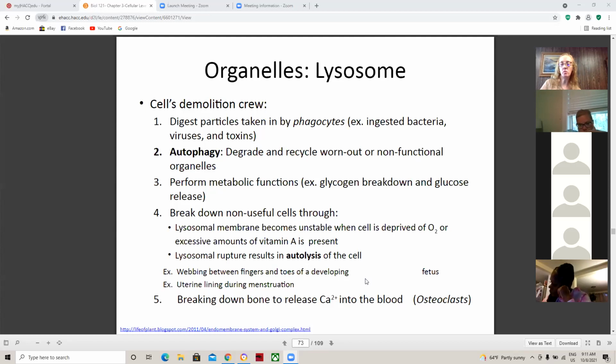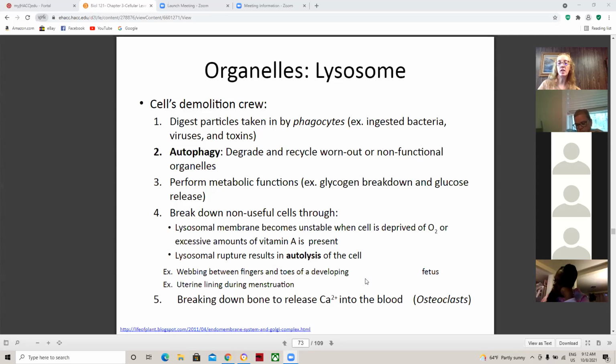Especially during development, we have systematic programmed cell death. And this is done through the lysosomes. For example, in human development, we have webbing in early embryos. We have webbing between the fingers and the toes that is systematically broken down to allow us better dexterity of our fingers and toes.